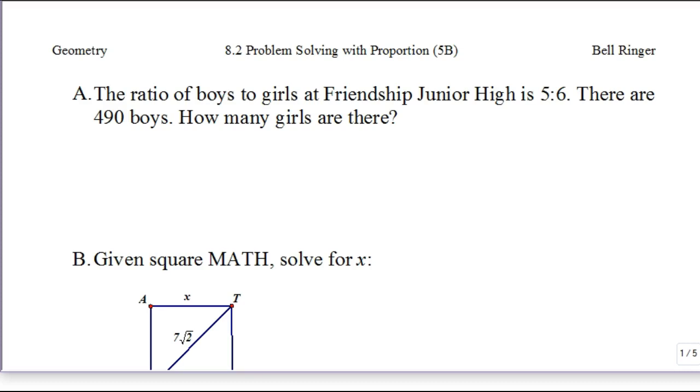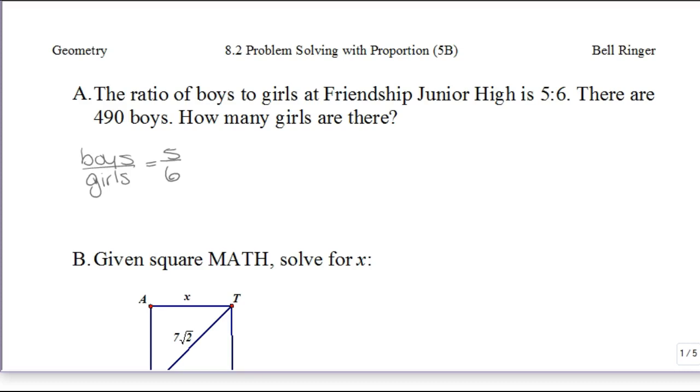We're going to continue with today's notes by talking about some strategies in working with proportions. So let's take a look at our first bell ringer. The ratio of boys to girls at Friendship Junior High is 5 to 6. What I'm going to do is make a little bit of scratch work. I'm going to highlight that the ratio of boys to girls is 5 to 6.